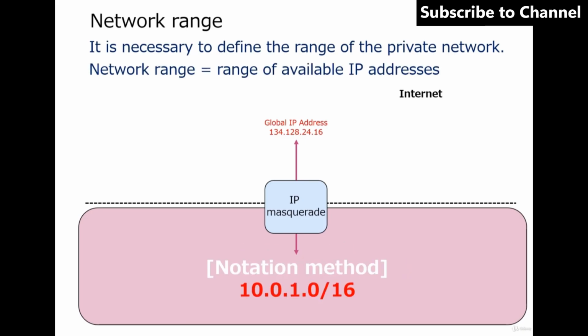The notation of this IP address range looks like this. For example, 10.0.1.0/16. Of course, this is just an example. There are various patterns in the numerical values that could be used. 10.0.1.0/16. The left side of this is the IP address, right?